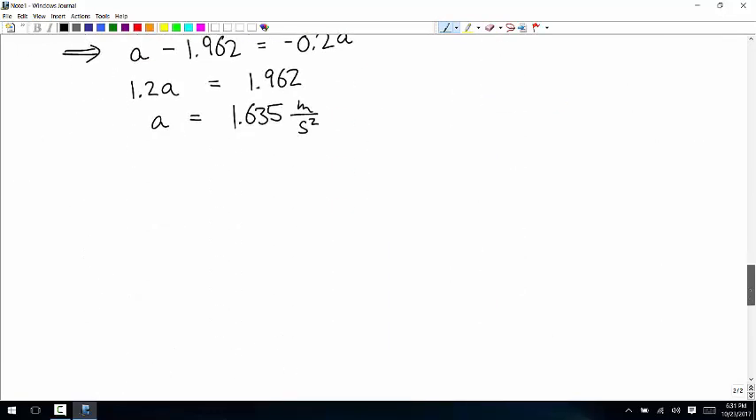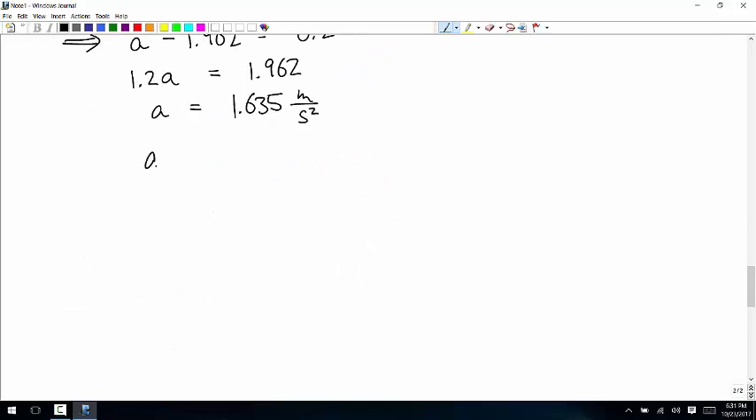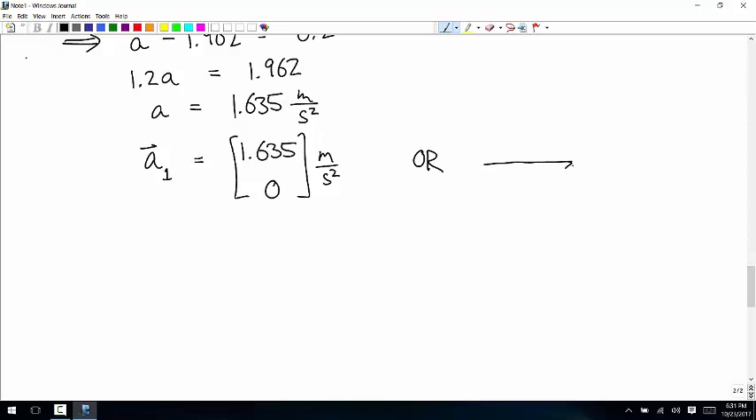And you get that the acceleration vector of the 1 kilogram cart is equal to 1.635 meters per second squared. Or another way to think about that is 1.635 meters per second squared.